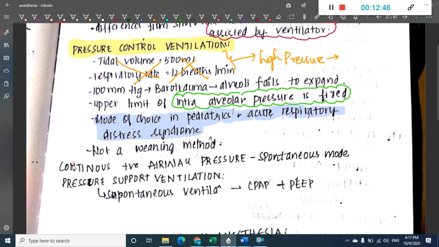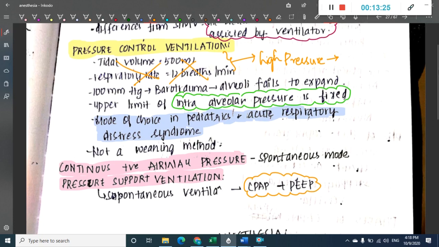The next type is continuous positive airway pressure. In spontaneous mode, the airway pressure that the ventilator gives is continuous positive airway pressure. Then there is pressure support ventilation, where there is spontaneous ventilation itself, but it is associated with CPAP and PEEP together. CPAP is continuous positive airway pressure. If combined with positive end expiratory pressure, then we have pressure support ventilation. I don't think all this is necessary. Till here these are really important.